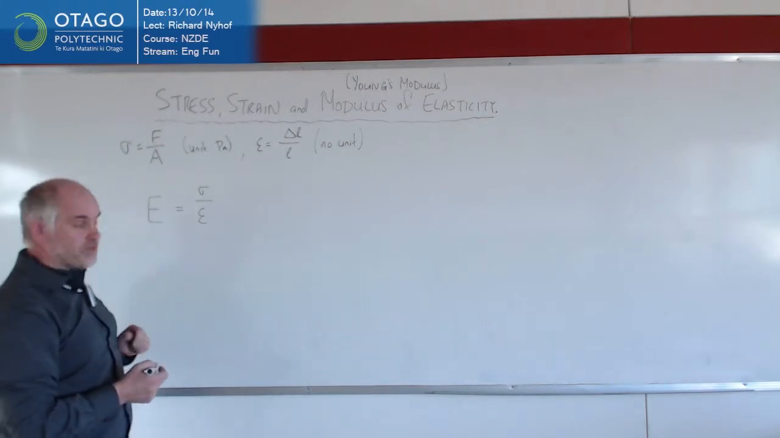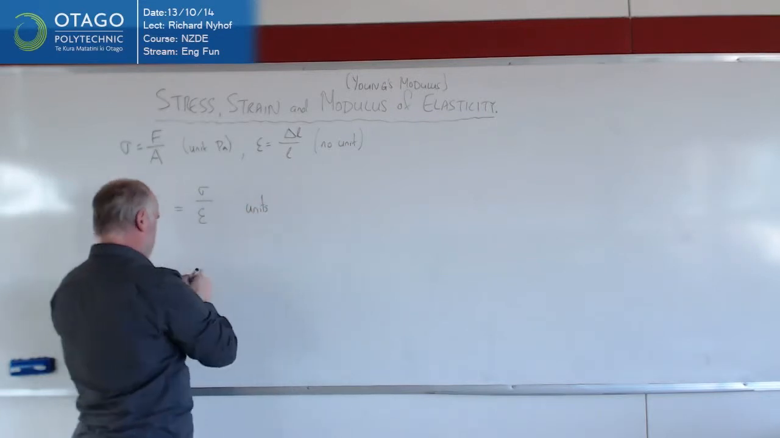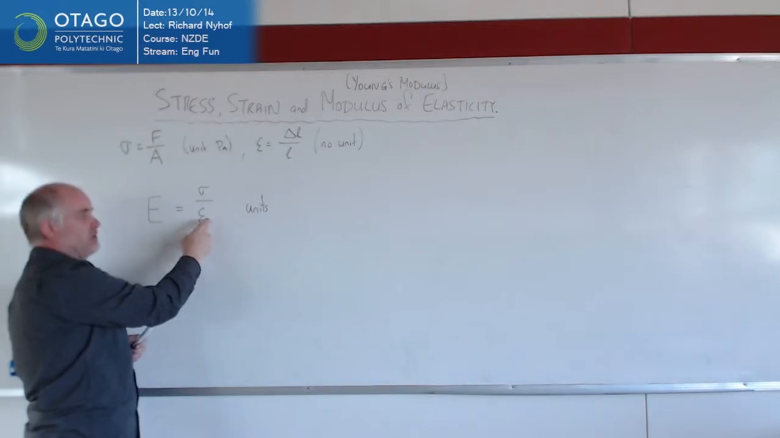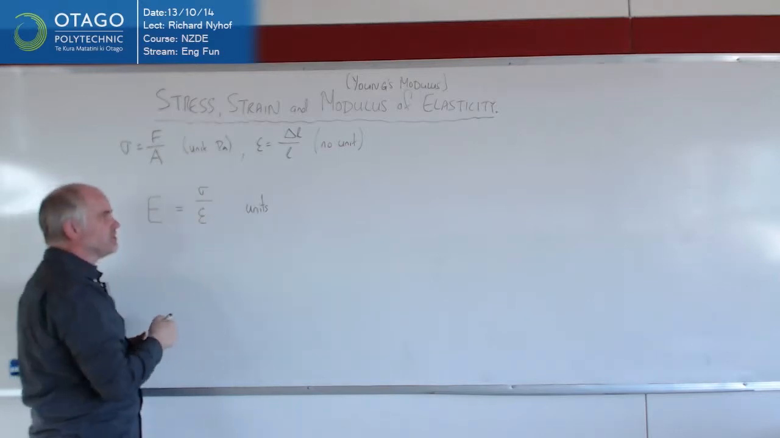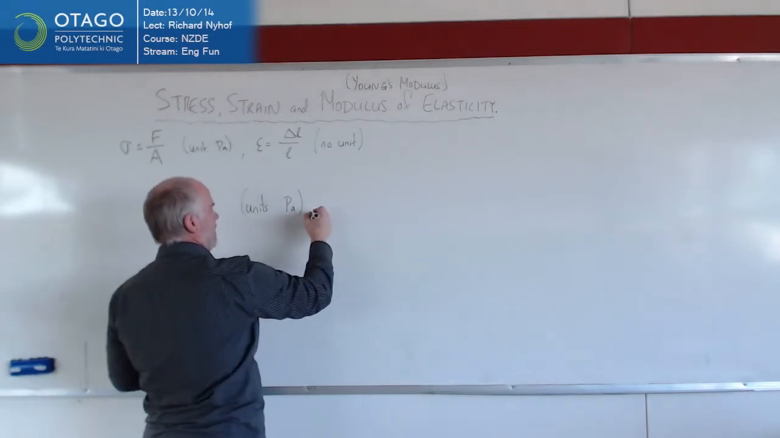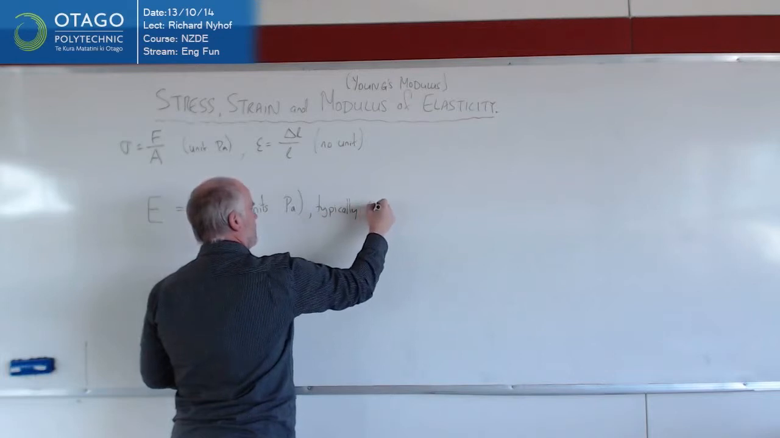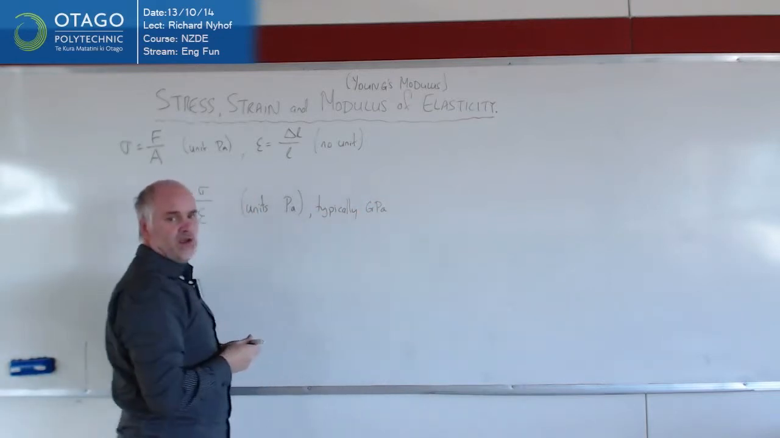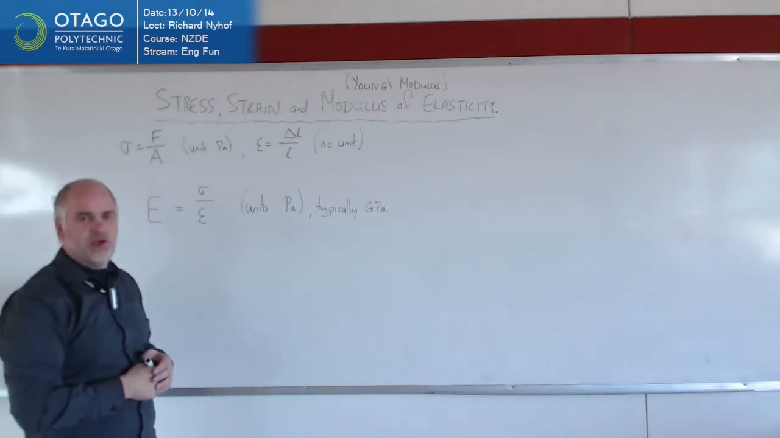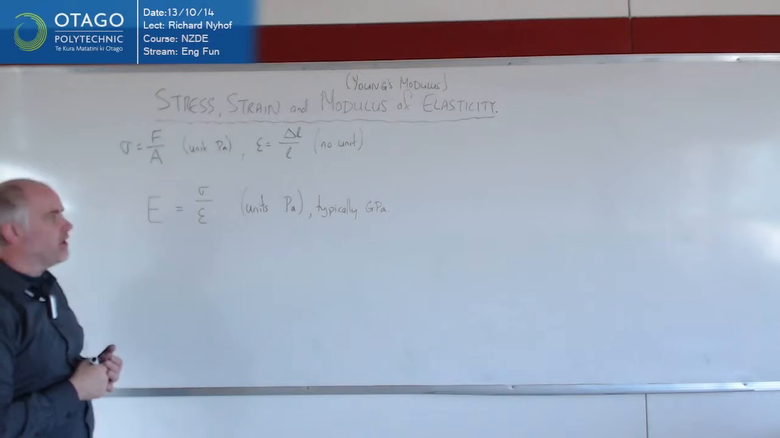Let's think about the units for a second. Stress is in pascals and strain has no units. So no units doesn't affect pascals, so the units for this thing is also going to be pascals. And in fact, typically, it's gigapascals in engineering terms. Steel is typically somewhere around about 200 gigapascals, which is quite a normal sort of number for the things you're going to be working with.